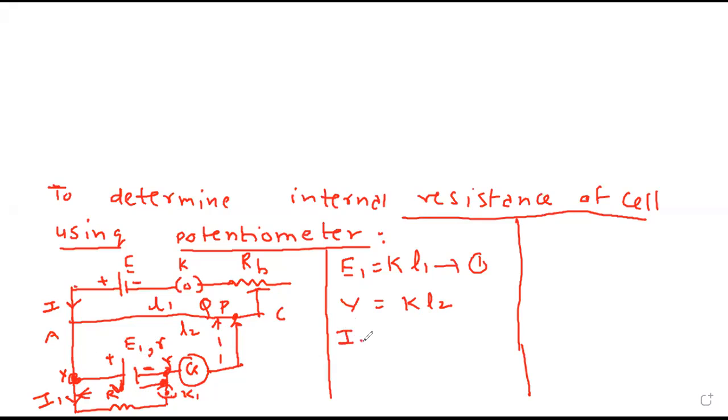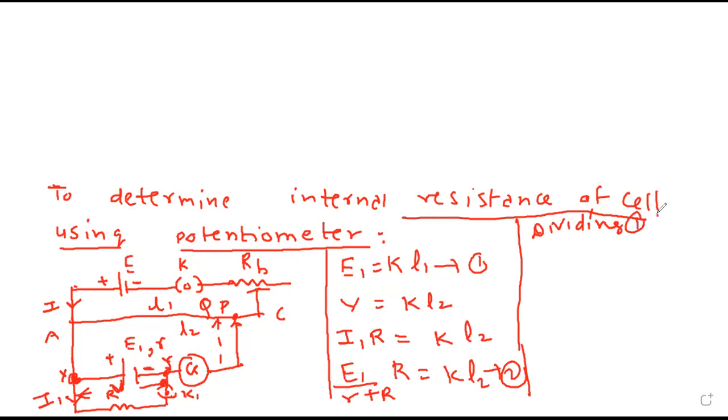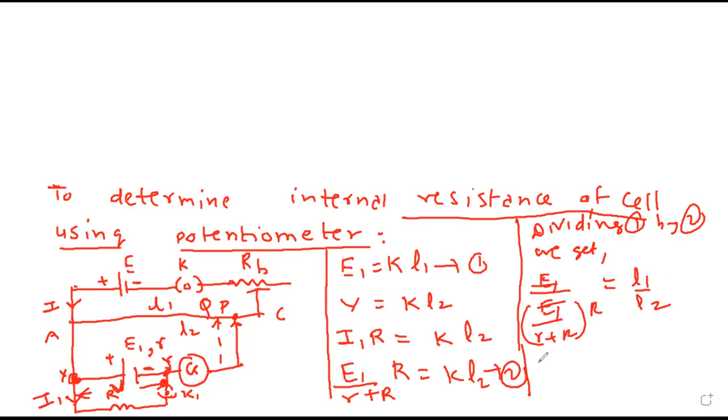Now V means by Ohm's law IR is KL2. I means battery voltage upon total resistance by Ohm's law. I is V by R into R equals to KL2. Dividing 1 by 2, we get E1 upon E1 upon (R plus r) into R equals to L1 by L2. E1 cancel. So R plus r, this goes up, upon R, L1 by L2.